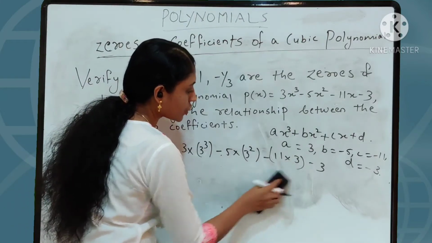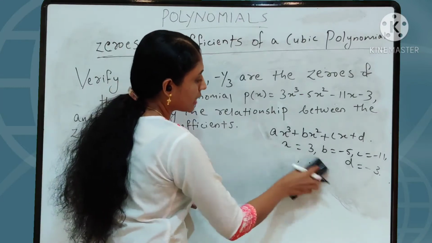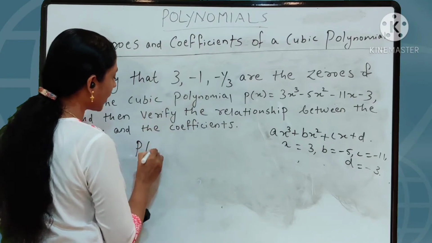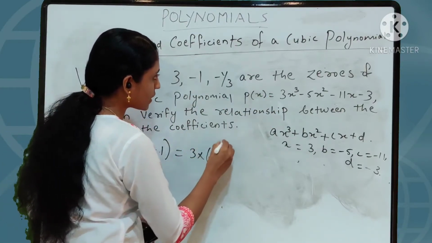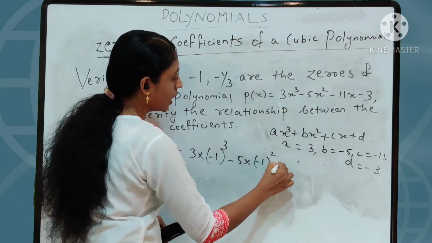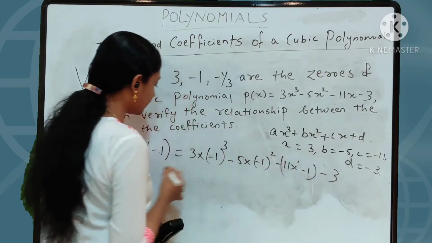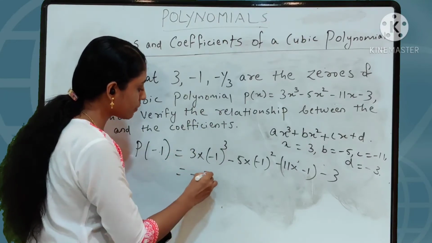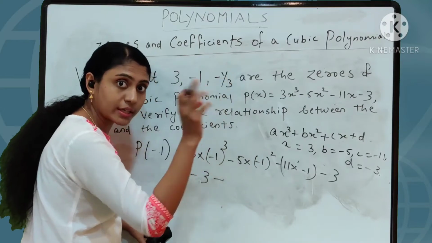Now we can check the other two values by applying them in this equation. So first we put minus 1. P of minus 1 is 3 into x cube, that means minus 1 the whole cube, minus 5 into x square, minus 1 the whole square, minus 11 into minus 1, minus 3. Minus 1 the whole cube is minus 1. Minus 1 into 3 is minus 3. Minus 1 the whole square is plus 1.